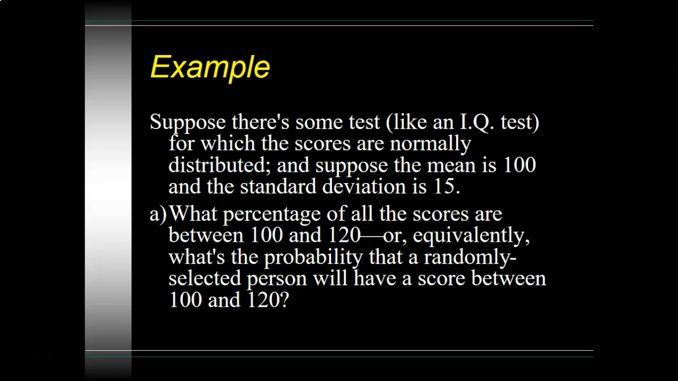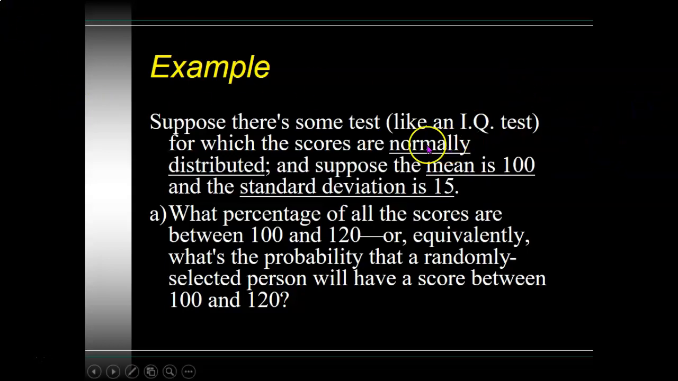So you see how I could have asked it in terms of percentages or in terms of probabilities. It's essentially the same question either way. If you know what percent of people have an IQ between 100 and 120, then you know the probability that any particular person would have an IQ between 100 and 120.